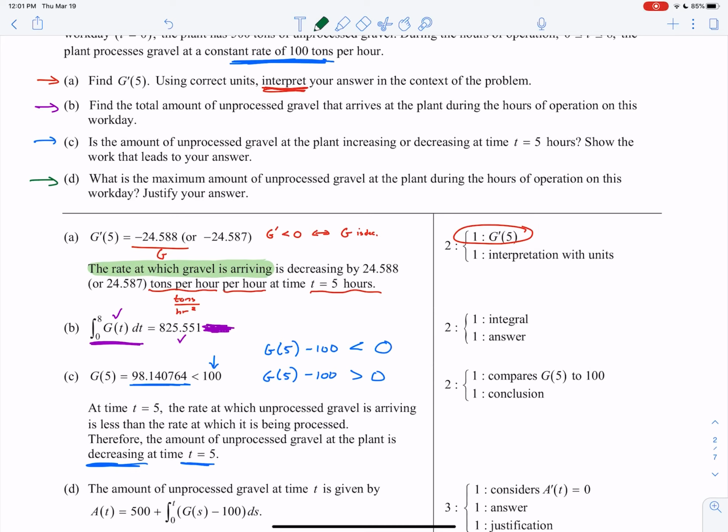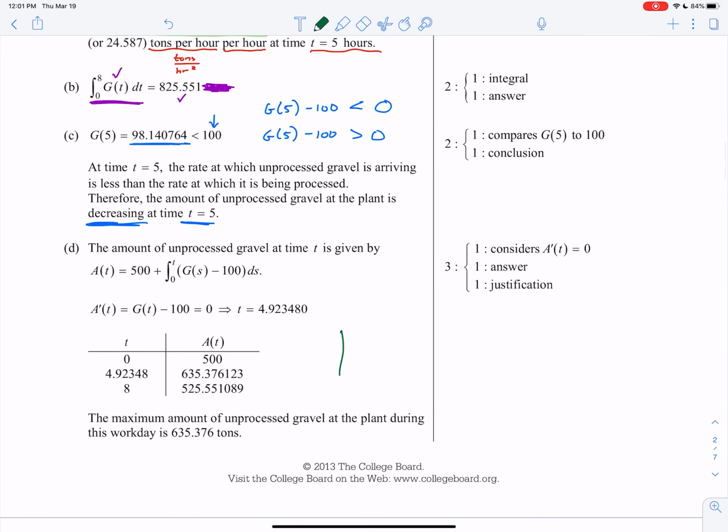Okay? Part D, last one. What is the maximum amount of unprocessed gravel at the plant during the hours of operation? So, key words here are maximum and during the hours of operation. So we're actually looking at an absolute max, not a local max. This is where it takes a little bit of time, but here we go. We right away know that it could occur at the endpoints or at a critical number.